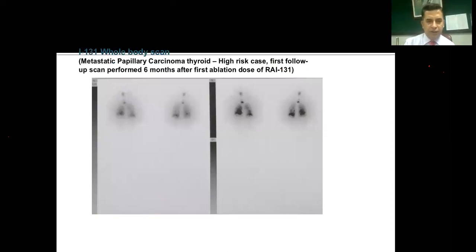Now here you can see another whole body scan. This is the head region, this is the neck region, and you can see the smaller uptake in the lung. So this patient has extensive lung metastasis. This is another case of carcinoma thyroid having metastasis in the lungs and some mediastinal lymph nodes as well.